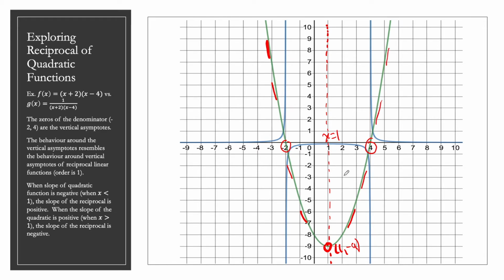And in the reciprocal function, what we notice is it's just the reverse. When x is less than 1, the slope is actually going to be positive. And when x is greater than 1, the slope of the reciprocal function will be negative. Let's compare the last two functions.